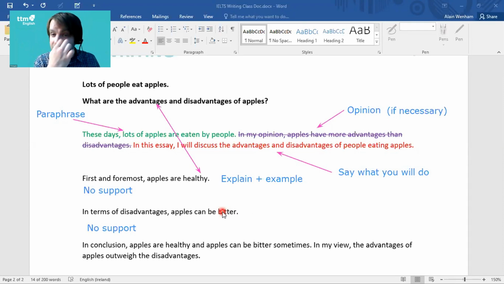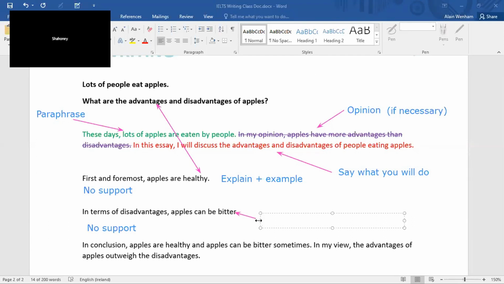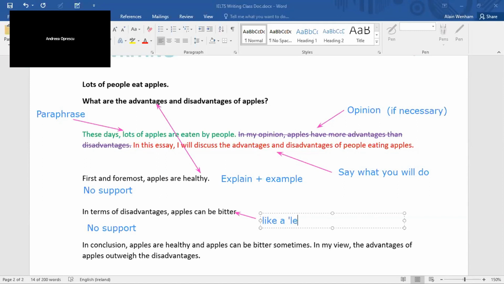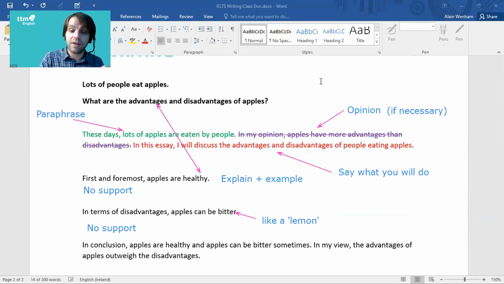Does anyone know what the word bitter means? I do. Yeah, what does it mean? Give me the fruit. Lemon. Good stuff. I'm impressed today. Okay, fantastic. So like a lemon.